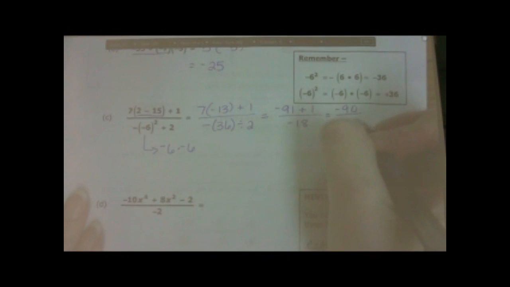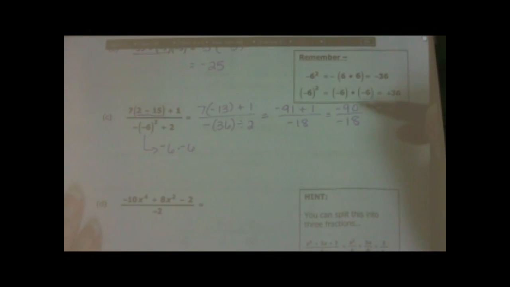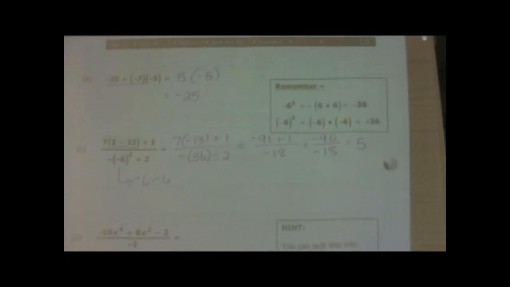Divided by negative 18. And you know what? I'm going to try and divide this because they both are divisible by 9. So hang on. It is 5. And negative divided by negative is positive. So positive 5. Go to this box over here.